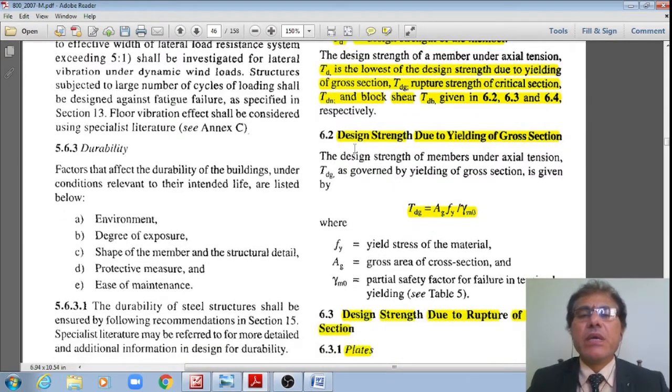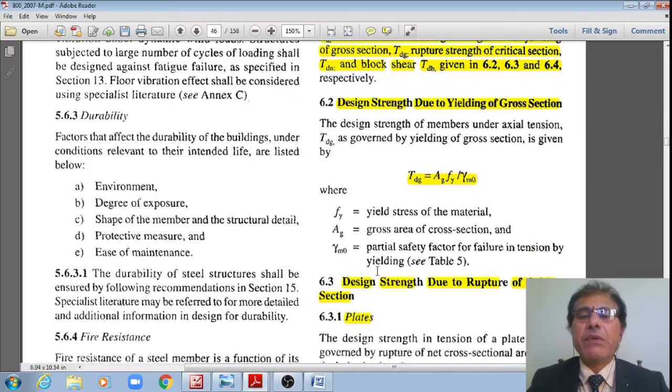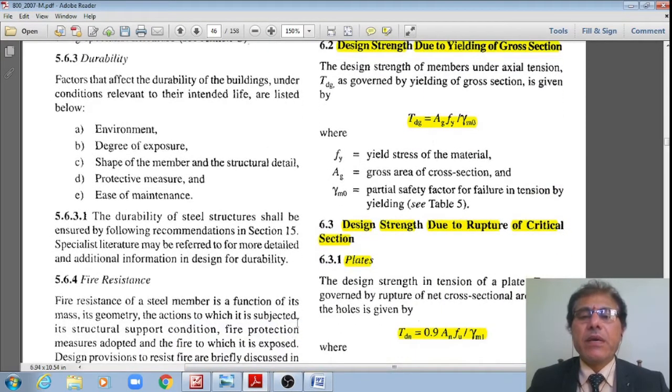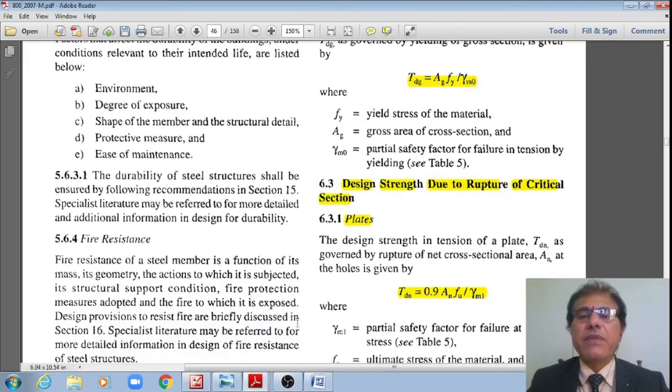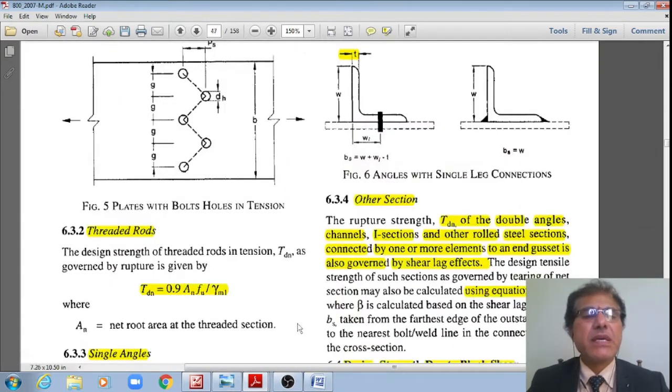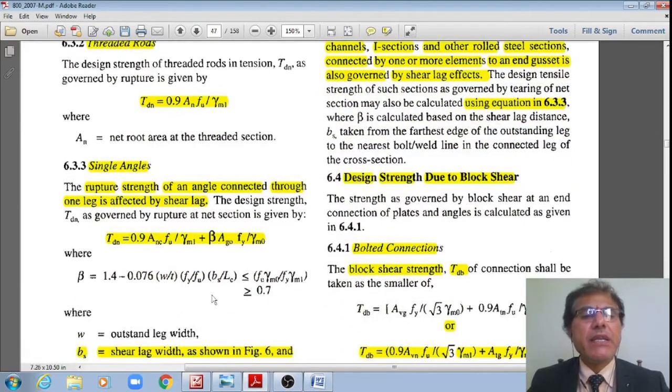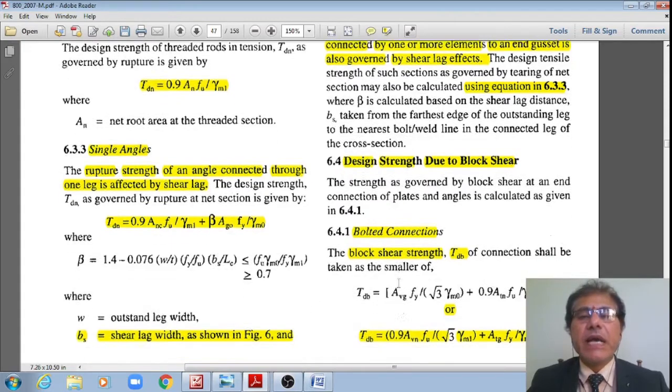Therefore, let us see the first one. The design strength due to yielding of gross cross section TDG is equal to AG FY divided by gamma m0. The second is the design strength due to rupture of the critical section. This is not for plates, this is for angles. It is given by TDN equal to 0.9 ANC FU divided by gamma m1 plus beta multiplied by AGO FY divided by gamma m0, where beta is 1.4 minus 0.076 W by T times FY divided by FU. BS divided by LC should be less than or equal to FU gamma m0 divided by FY gamma m1 and greater than or equal to 0.7.